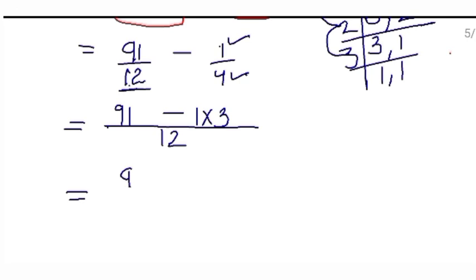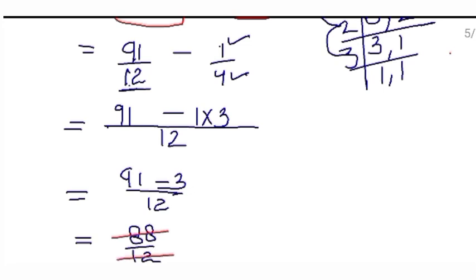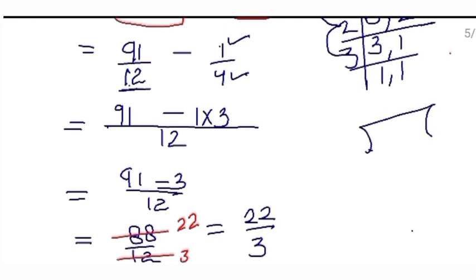Now 91 minus 3 1s are 3 upon 12. 91 minus 3 is 88 upon 12. This 88 and this 12 both are divisible by 4. So cut them. 4 2s are 8, 4 2s are 8, 4 3s are 12. Now it becomes 22 upon 3 and this is an improper fraction. You can write it in the form of mixed fraction. How would you write it?